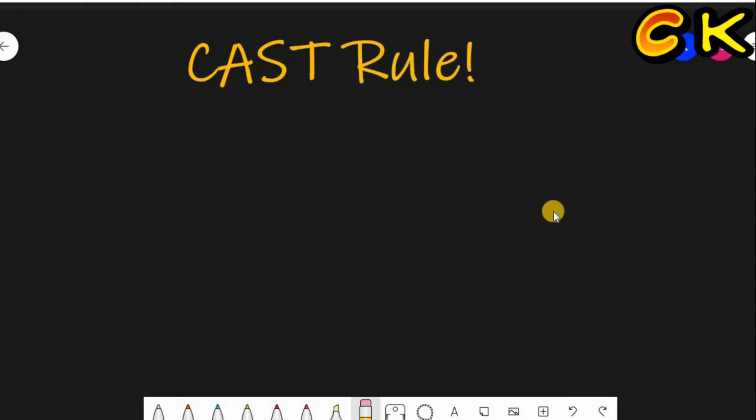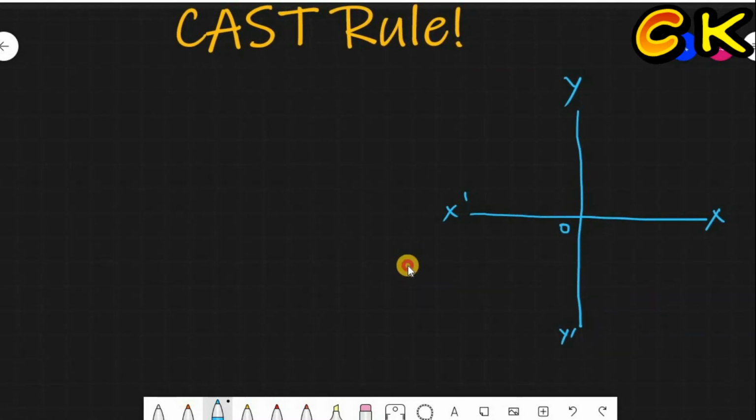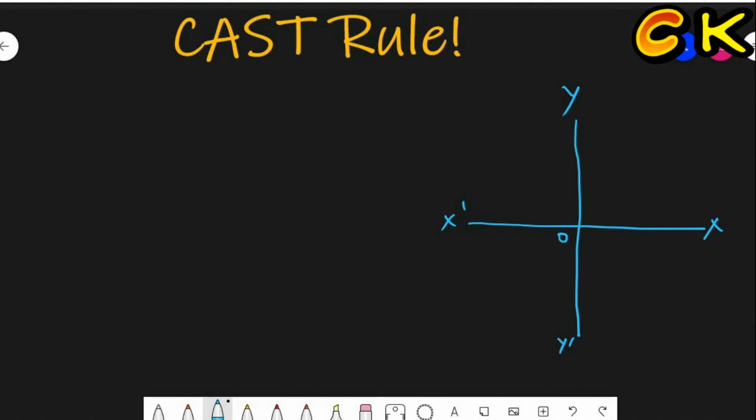This video is about the CAST rule. It is one of the most important topics in mathematics and most students are confused by it, so let's clear that out today. Let's take a coordinate plane as shown in the figure. The x-axis and y-axis divide the coordinate plane into 4 parts, and these parts are called quadrants. So here you have the first quadrant, second quadrant, third quadrant and fourth quadrant.